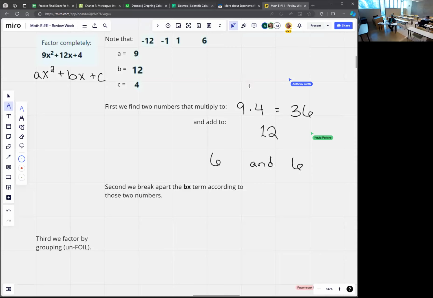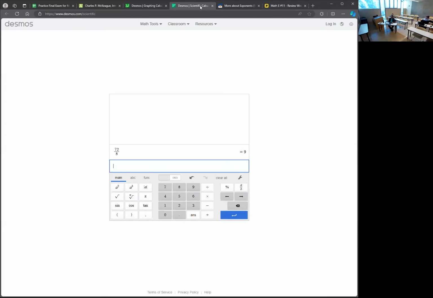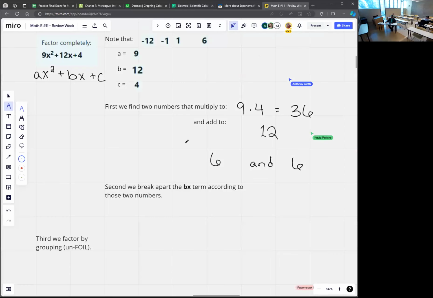If you didn't see it, everyone has brains that shut down on a test. They could just start trying them. 36 divided by 2, those don't add to 12. Nope, don't add to 12, not a factor. 6 and 6 add to 12, right? So it doesn't take long to find it if you're having a brain fart.